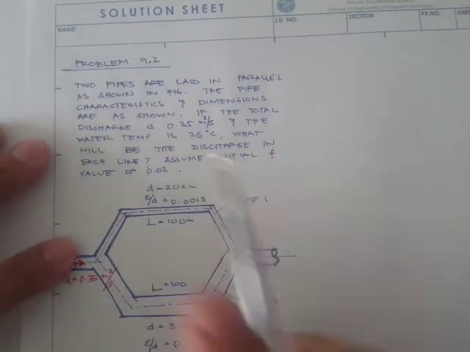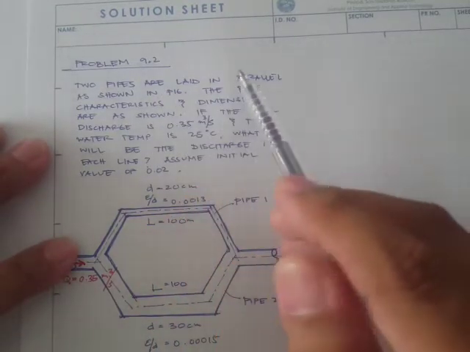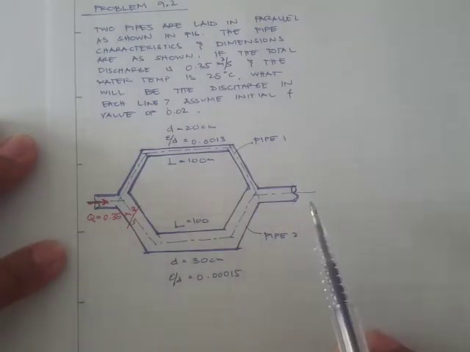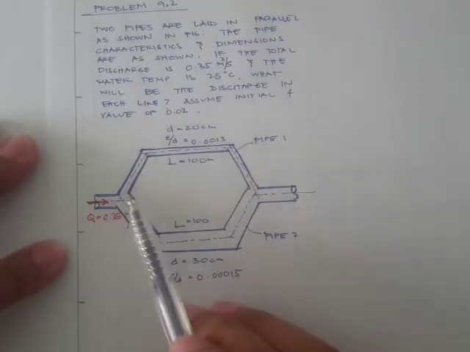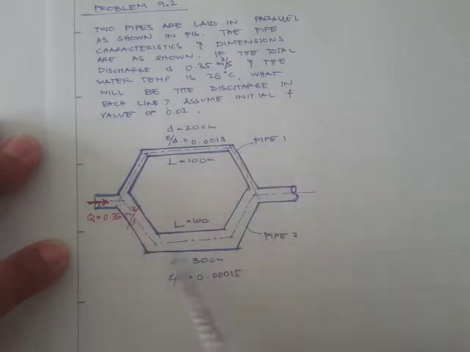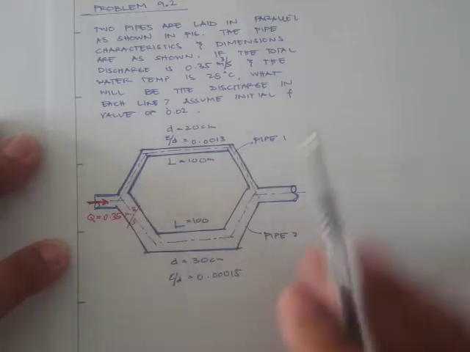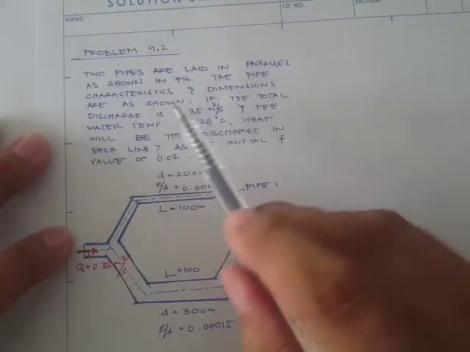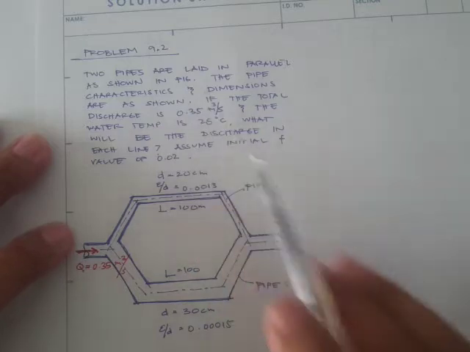Alright, the problem says that we have two pipes that are laid in parallel as shown in the figure. Here's our figure. So we have a branching pipe. Let's say this is our pipe 1 and we have another branching pipe, and this is our pipe 2. It says here that the pipe characteristics and dimensions are as shown.